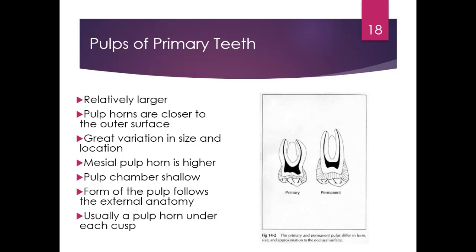The form of the pulp follows the external anatomy, kind of the same as with the permanent teeth. Usually a pulp horn is under each cusp, so keep that in mind, which is why we went over how many cusps for the maxillary versus for the mandibular.